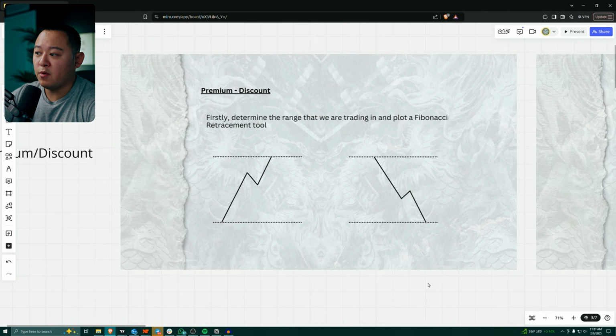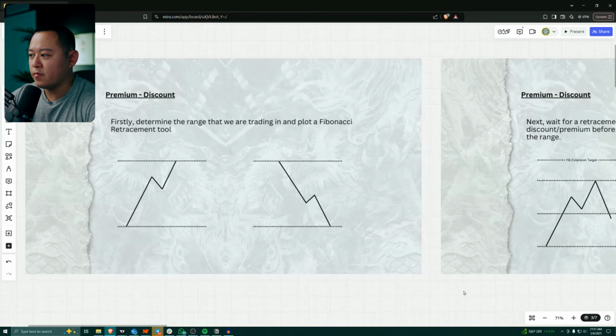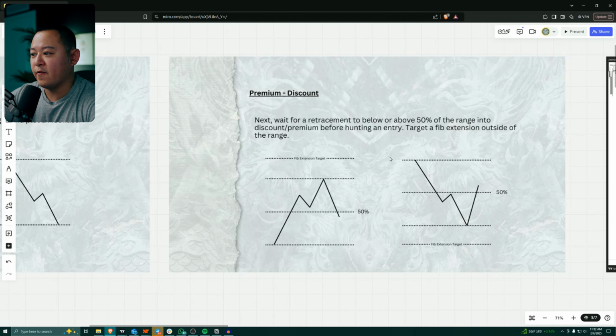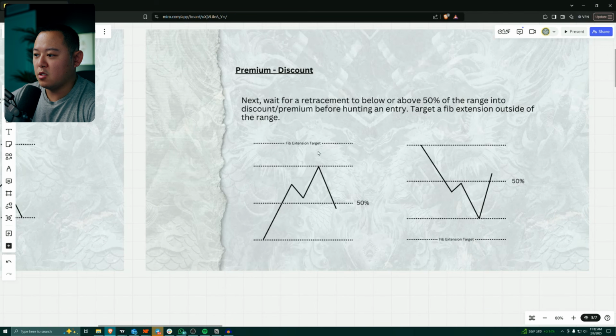So that's the first part. We need to identify those swing points. Next, we're going to wait for a retracement to below or above 50% of the range into discount or premium before hunting an entry. Then we're going to target a fib extension outside of the range or the range high. So if we're bullish, we're just waiting for a retracement down into 50% or discount of that range. And then all we're going to do is target the high or the low. So we're just going to target this high or the fib extension target. And if we're bearish, we're just going to target the low or this fib extension.